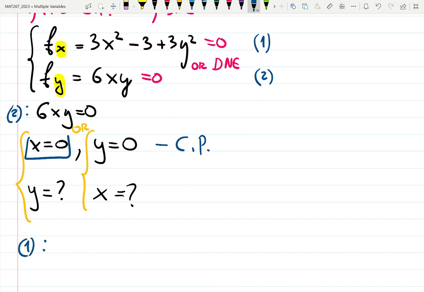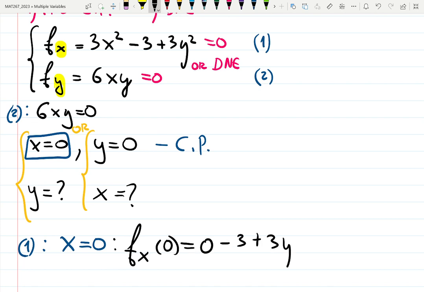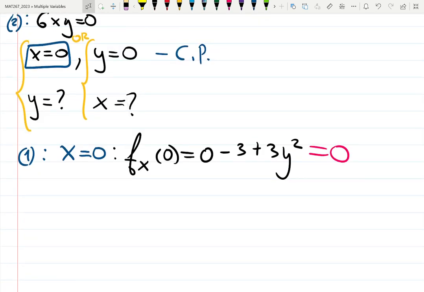We're going to plug in x equals 0 first. Then the correct notation is partial derivative with respect to x at 0 gives you 0 minus 3 plus 3y squared. That just decreased the dimension. When I plugged in a fixed value for x, we again have just 2 dimensions. It's just a parabola, 3y squared minus 3. But to find critical points, we again repeat the process: set it equal to 0 and solve it.